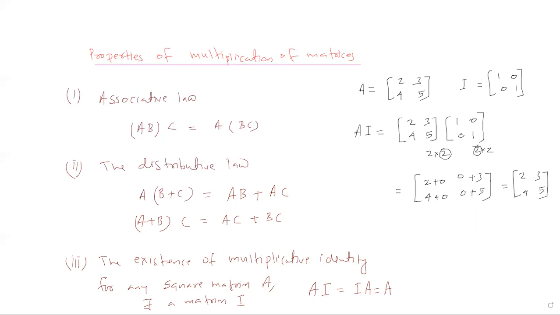देखो, so this matrix is known as identity matrix. That is why it is known as identity matrix. When you multiply a matrix with identity matrix, you get the same thing. Similarly, you can do I into A. I पहले लिखेंगे तो भी same answer आएगा. I into A also you will get the same thing. So that means there exists a multiplicative identity for any square matrix A. There exists a matrix I such that AI is equal to IA is equal to A.